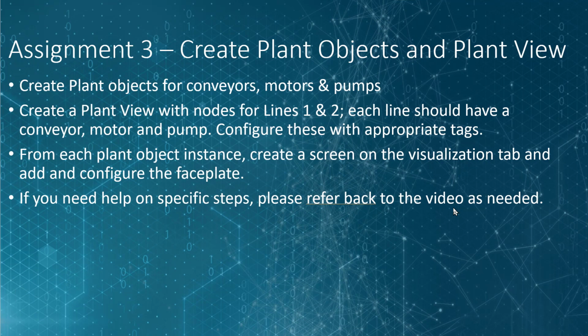Okay, so here's your assignment 3. You're going to create the plant objects and the plant view like we did in the video. So create your plant objects for your conveyors, motors, and pumps, and then create a plant view with the nodes for line 1 and 2. And then each line should have a conveyor, motor, and pump. And of course, configure these with the appropriate UDTs and tags.